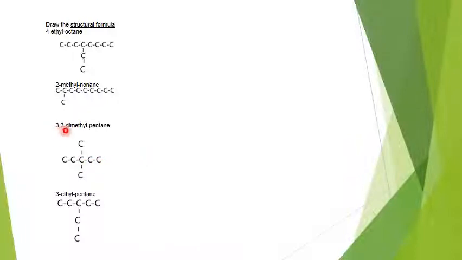Right, next one, 3,3-dimethylpentane. 1, 2, 3, 4, 5. Okay, so 1, 2, 3, 4, 5. Okay, and then you have 2 methyls coming off number 3. Right, that's one here. 3-ethylpentane. 1, 2, 3, 4, 5. And ethyl coming off of number 3.